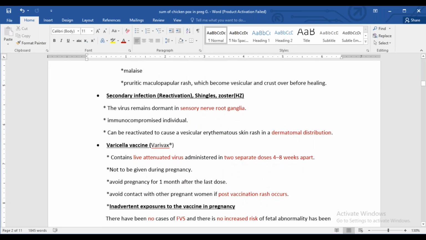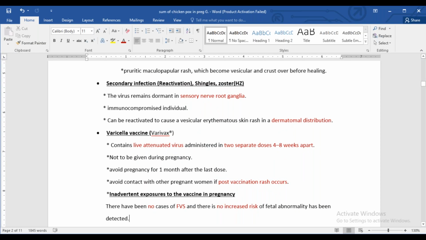So what about the secondary infection? We said we have 2 types of infection. Primary, the person who's taking infection for the first time, and we have secondary infection or reactivation. After the person takes the infection of the herpes zoster, the virus remains dormant, not active, in the sensory nerve root ganglia. And once this person is immunocompromised, and we all know that pregnancy alters the immunity of the pregnant ladies, that's why the pregnant ladies are more susceptible for the infection.